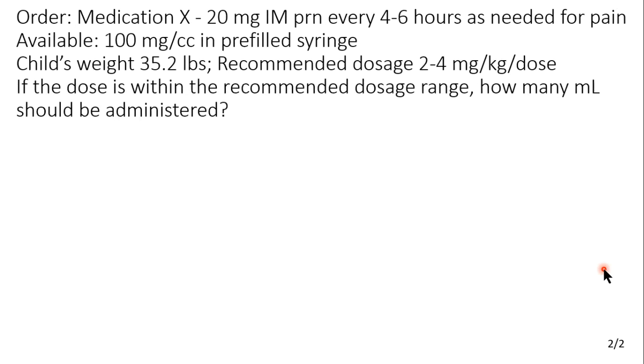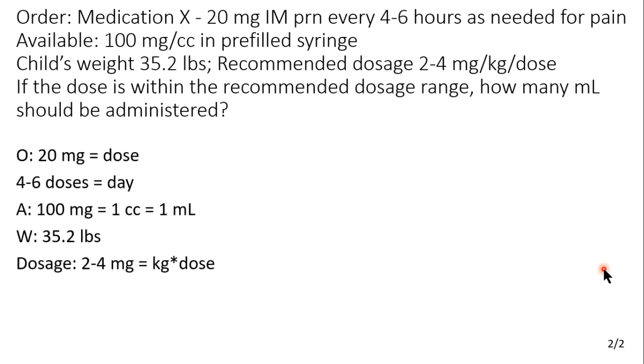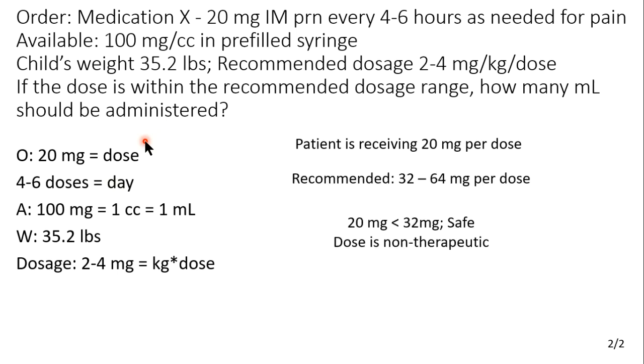Now, if the dose is within the recommended dosage range, how many milliliters should be administered? So if we look at what the dose is, the ordered one is 20 milligrams per dose. Since our safe range is 32 to 64 milligrams per dose, 20 is lower than 32, which is even the lowest range. So it is safe, but the dose is non-therapeutic.